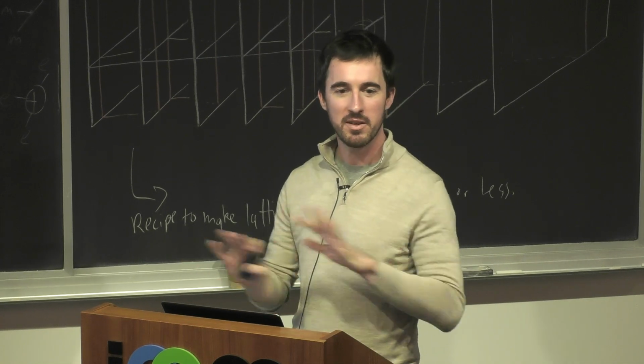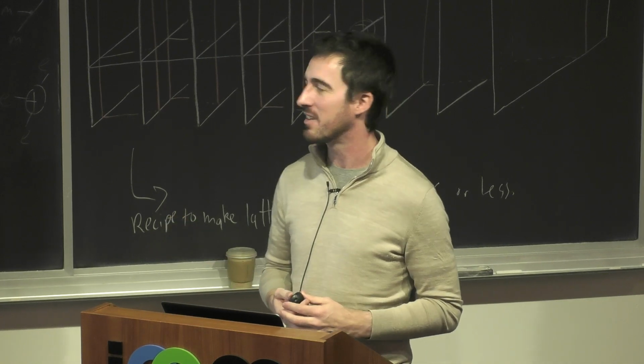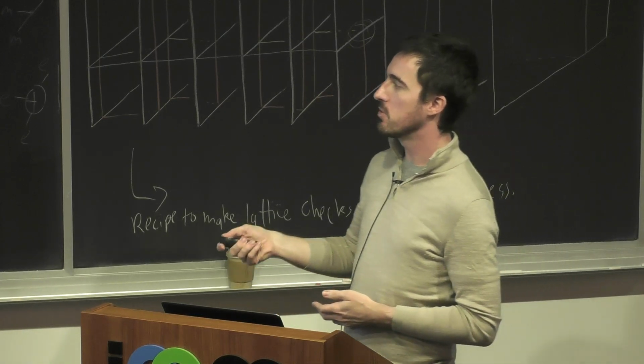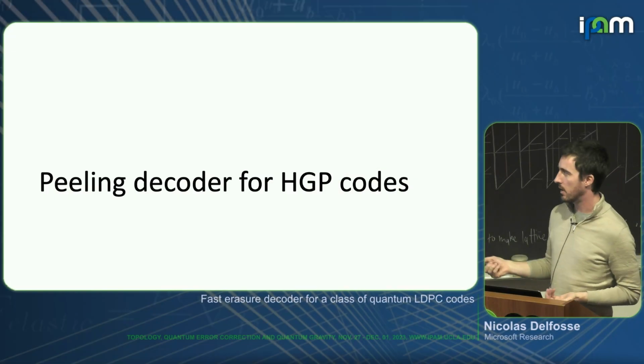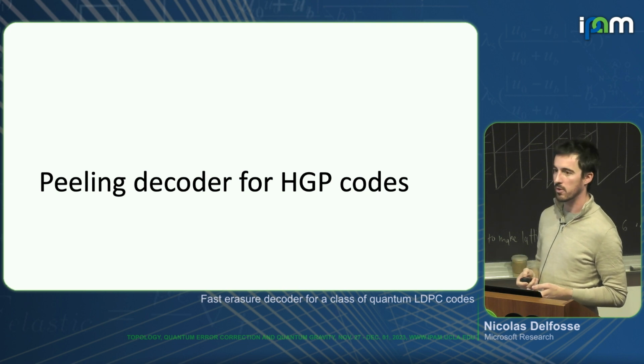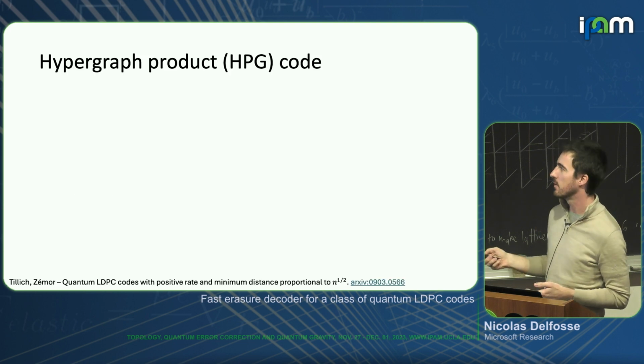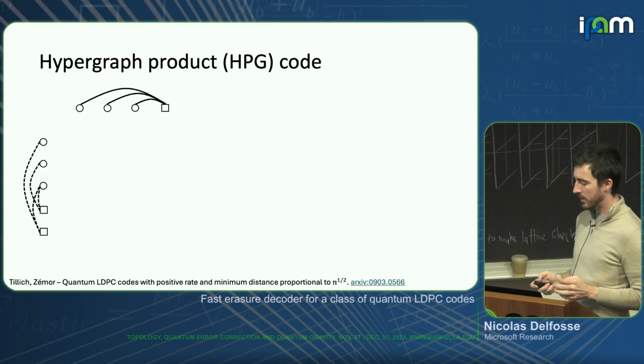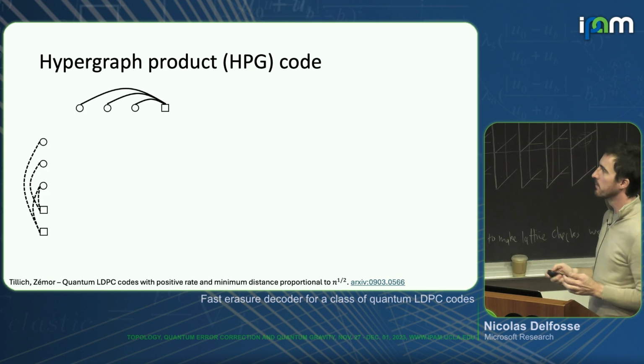Yeah, I'm going to be doing only combinatorics. Everything is going to be discrete and nothing continuous. So now we want to adapt that to LDPC codes, and we're going to work with hypergraph product codes, one family of LDPC codes. First, I'm going to review that very quickly because you saw them this morning.